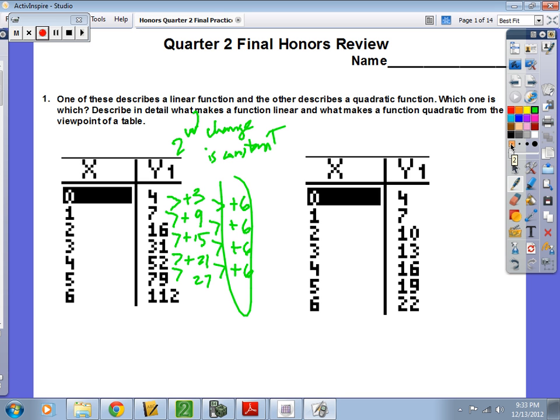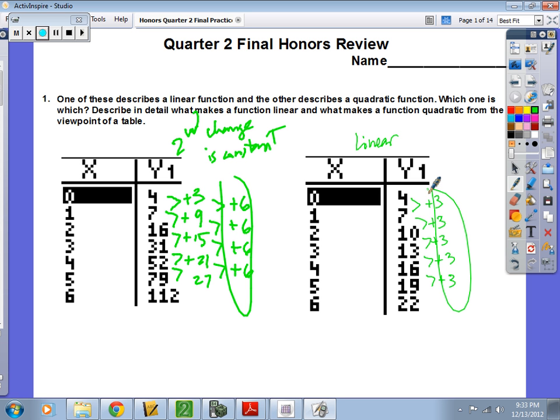Okay, this one is going to be your linear. Your linear is pretty slick. From 4 to 7, that went up 3. 7 to 10, that went up 3. 10 to 13, up 3. 13 to 16, that went up 3. So this one is increasing, like I said before, at a constant rate. So your first change is constant.